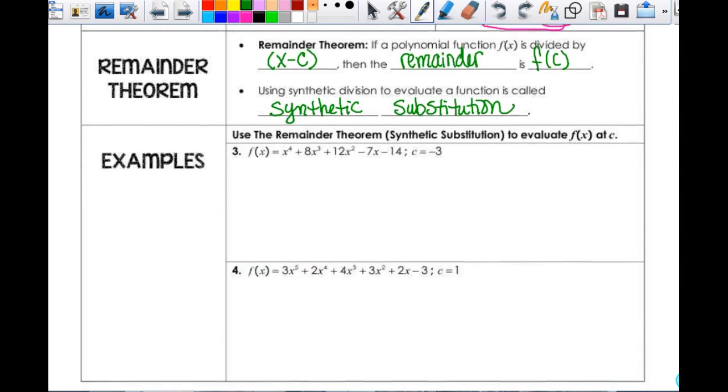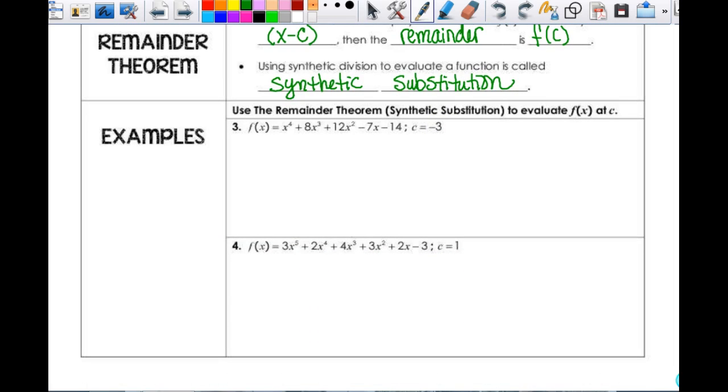So this says, use the remainder theorem, synthetic substitution, to evaluate f of x at c. So I could take -3 and substitute it in, right? But I'd have to take it to the 4th power. I'd have to cube it. There's negatives that I could mess up, whole 9 yards. Not impossible, but it would take a minute, even if I'm good at it. But I can instead use synthetic substitution.